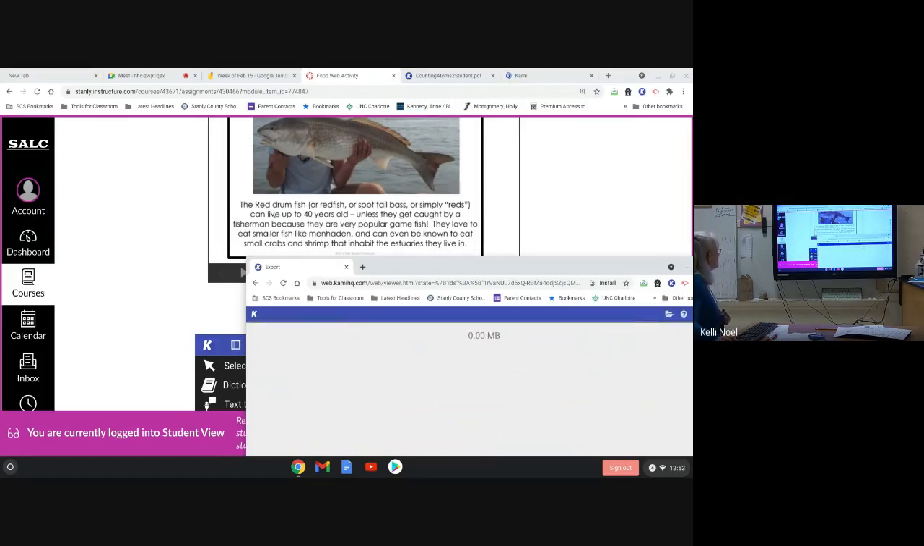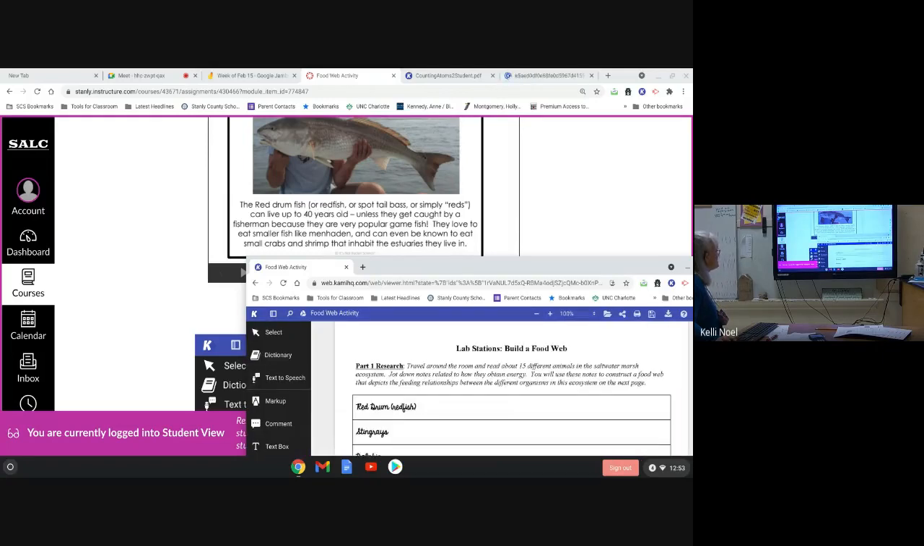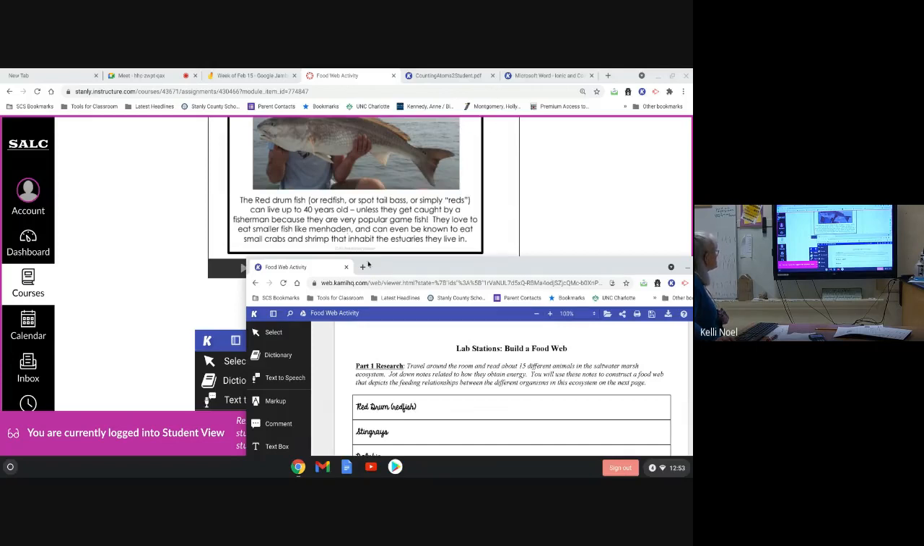The red drumfish, it's a redfish or a spot-tailed bass, or simply reds is what it's called. We don't need to know any of that. It can live up to 40 years old. That has nothing to do with energy. Unless they get caught by a fisherman, they are very popular game fish. They love to eat smaller fish like menhaden. So I would probably write that down. So I'm going to get a text box and write down eats smaller fish. And I don't know if we need to know the name or not, but I'm going to put menhaden.